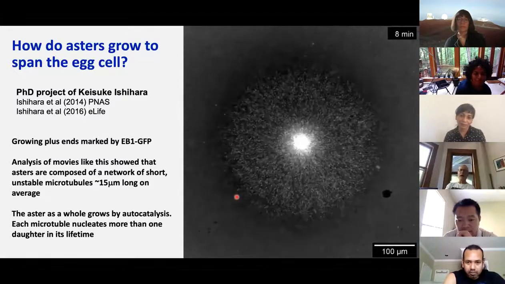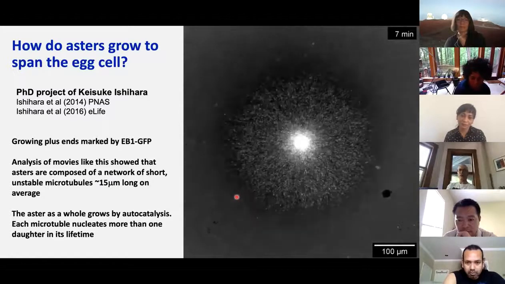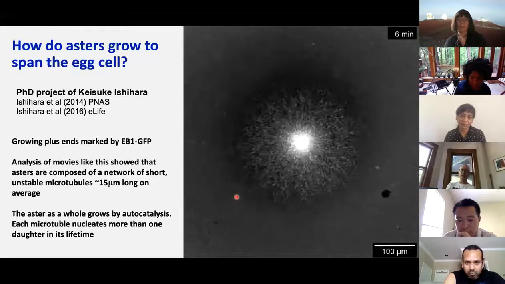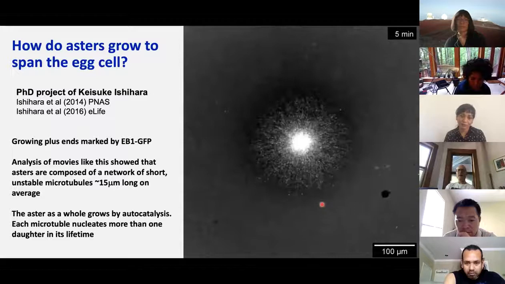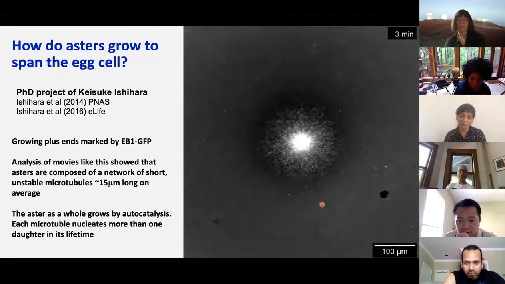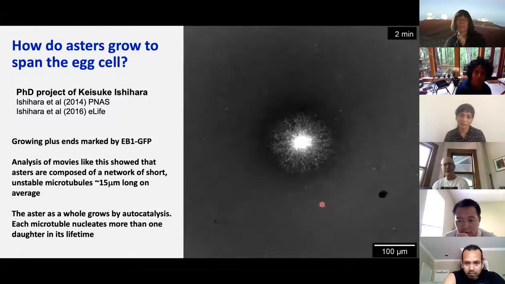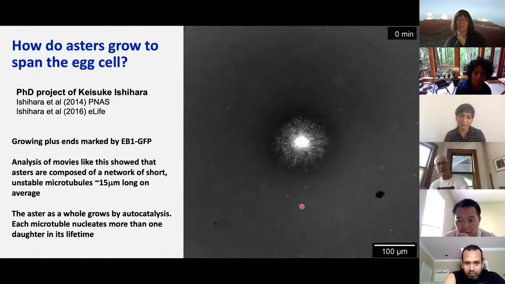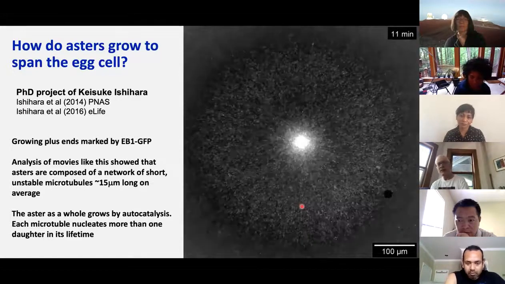And what you can tell from this movie is that the aster is built up of a network of small microtubules. We estimate they're about 15 microns long, which is, I don't know, roughly the diameter of the laser pointer. So it's a network of small, shorter microtubules that are cross-linked, and it grows outwards by an autocatalytic nucleation process. We didn't figure out the molecular biology of it, but Keisuke built a model we were rather satisfied with, the mathematical model in the eLife paper.